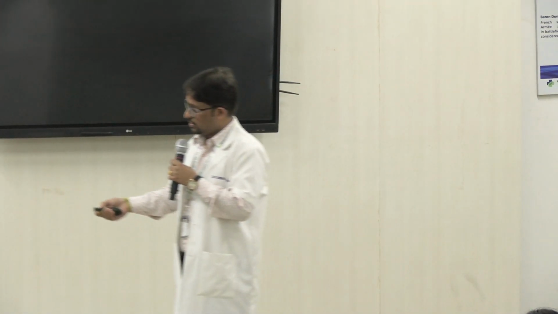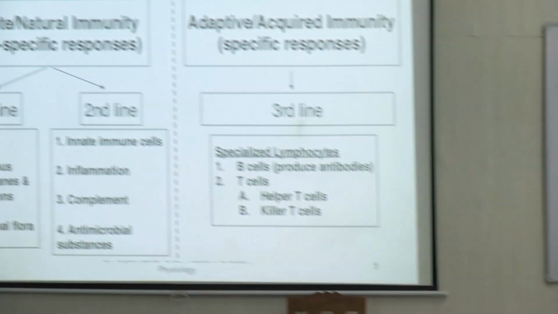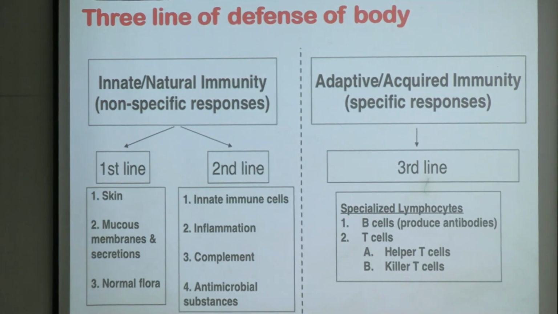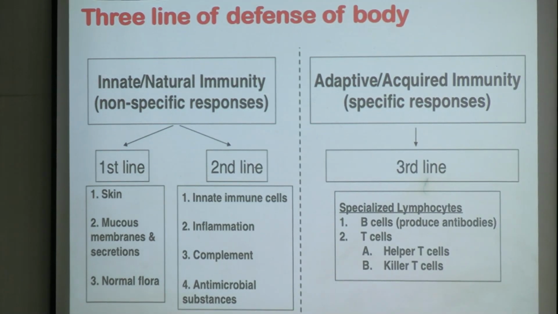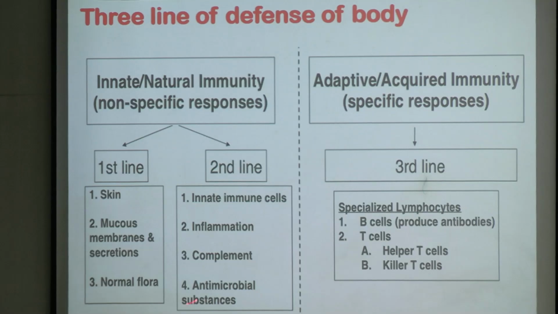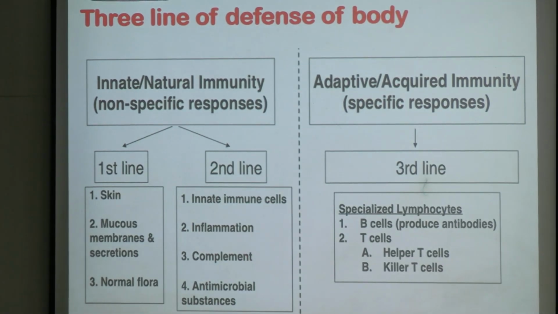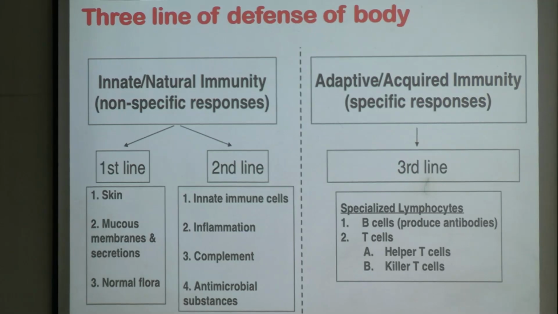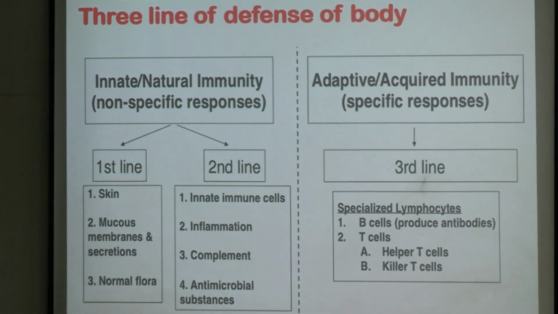Second line, we have the different innate immune cells, the granulocytes, the inflammatory response of the body, the complement system of the body, and some antimicrobial proteins which are produced by the cells. So this is the second line defense. And third line defense is the specific cellular response, the B and T lymphocytes.